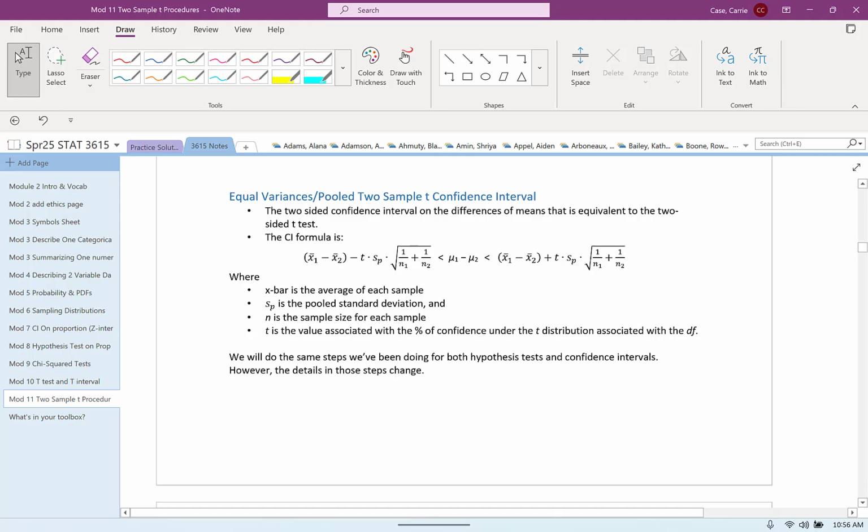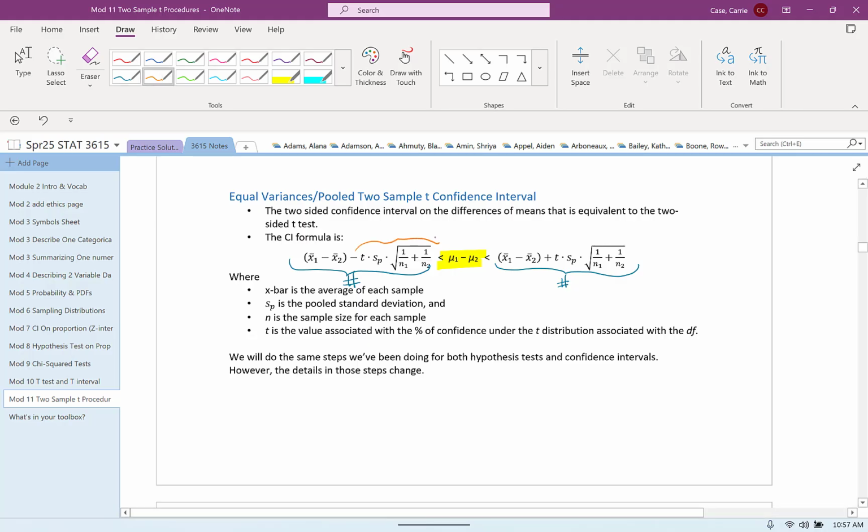And then the equal variances or pooled two-sample t confidence interval is an estimate of the difference of means. So we are trying to estimate mu1 minus mu2, and we use our test statistic to calculate this confidence interval. Our lower bound is x bar 1 minus x bar 2 minus t times the pooled standard deviation times the square root of 1 over n1 plus 1 over n2. And the upper bound is the exact same thing, but we're adding that margin of error.